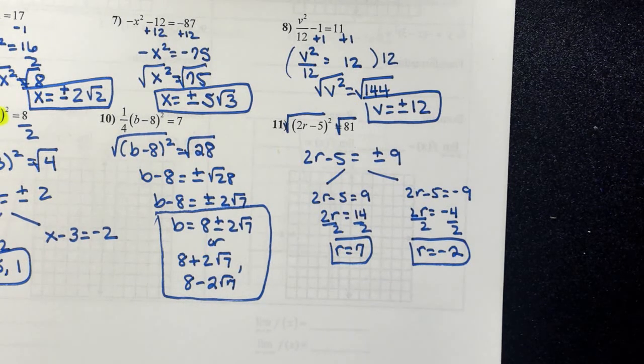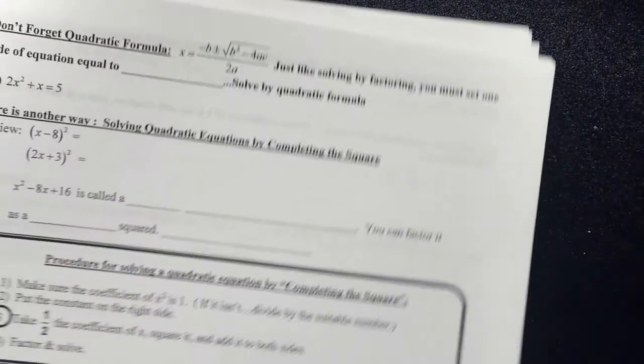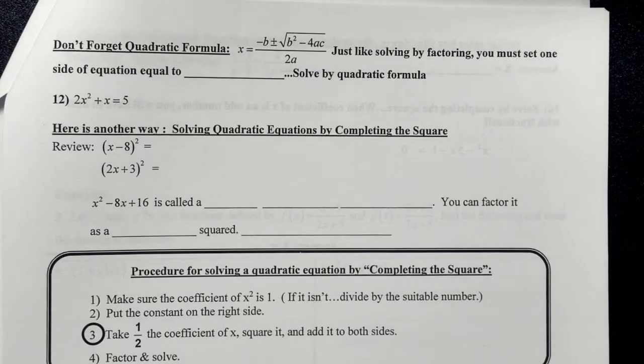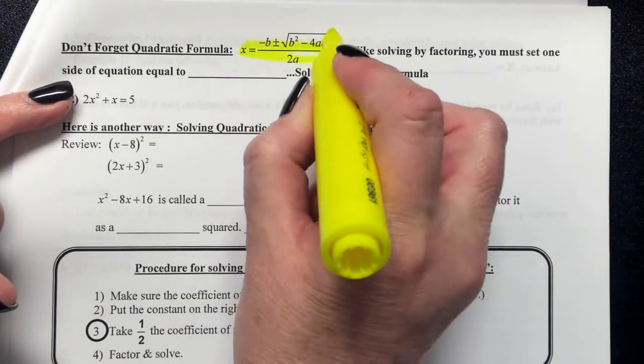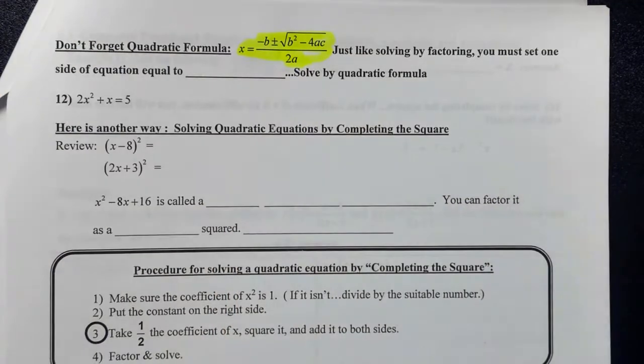So any questions, guys, on another way that you can solve your quadratics, by isolating the square using the square root method? So that's another way that you guys have learned to solve quadratics. Of course, you've always got your good old quadratic formula. In case you forgot what the quadratic formula looks like, there it is.